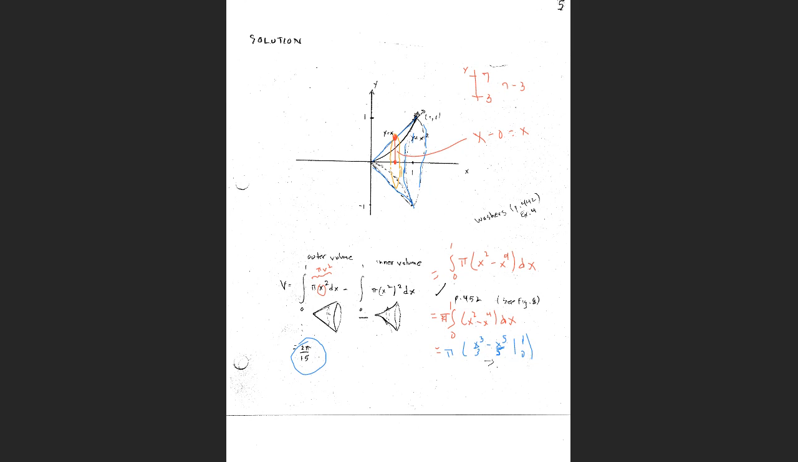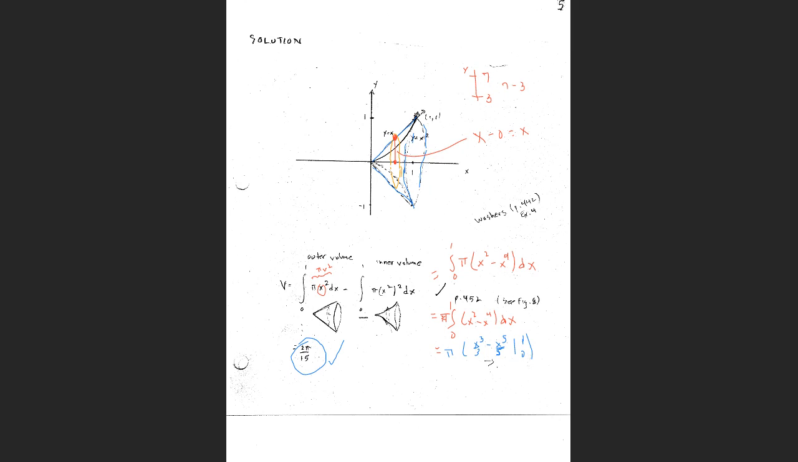But we get 2 pi over 15, and that's what WebAssign's going to want. It's not going to want a decimal approximation. It wants the exact answer. And that'll be true on your exam too, your second exam.